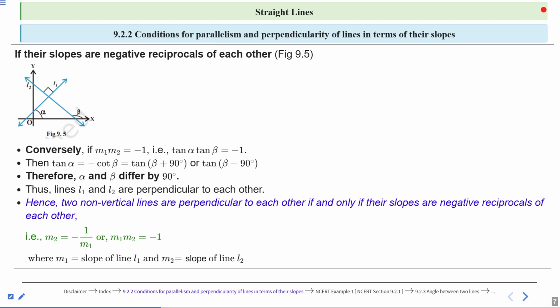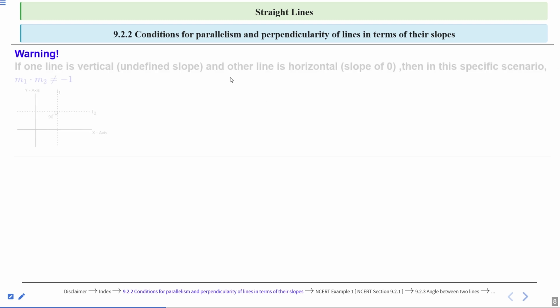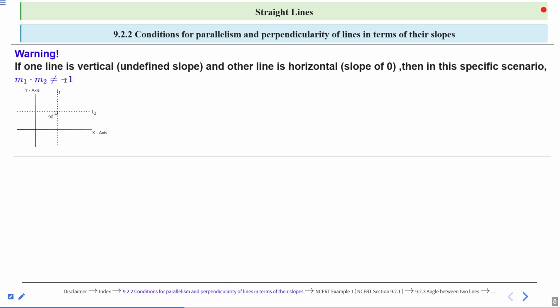Clear? I think it is clear to all of you. Now here we will see one warning. If one line is vertical, then its slope is undefined, and if the other line is horizontal, the slope of that line is 0.